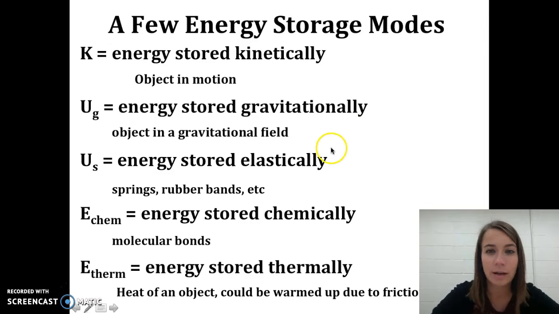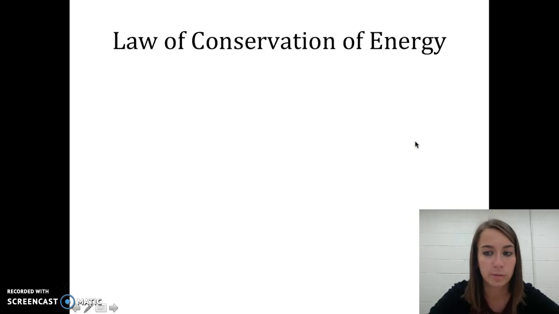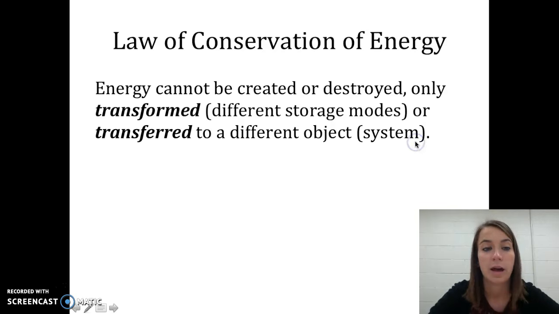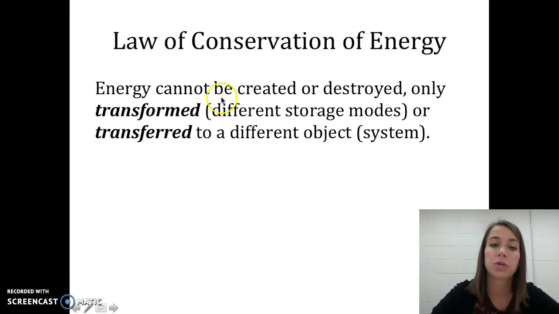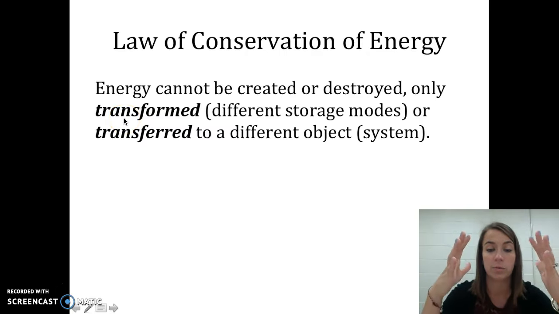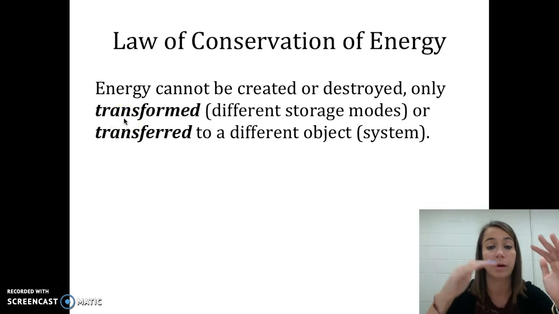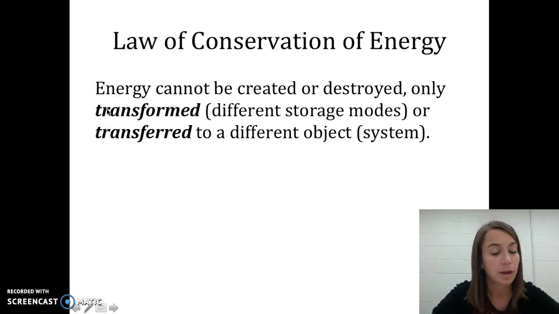Why do we care about how energy is stored? That's the law of conservation of energy. So you've heard this before, I'm sure, in a science class or somewhere before. But energy cannot be created or destroyed. It can only be transformed, meaning it goes from one storage mode to another, or transferred to a different object or system. So we can talk about energy being transformed as that bowling ball was dropped. At first it had gravitational potential energy due to its position above the ground. If it were dropped, as it starts to fall, some of that energy would be transformed into kinetic energy.